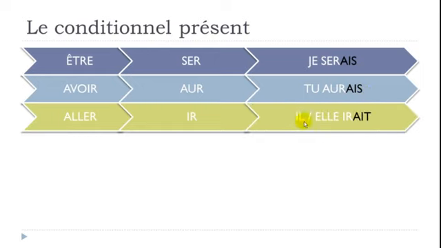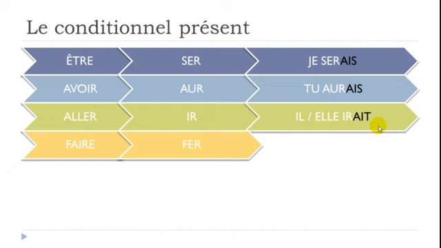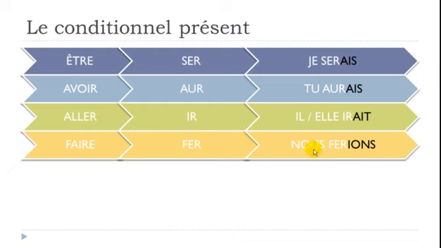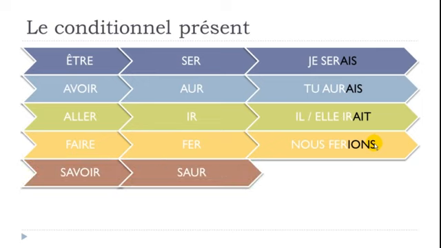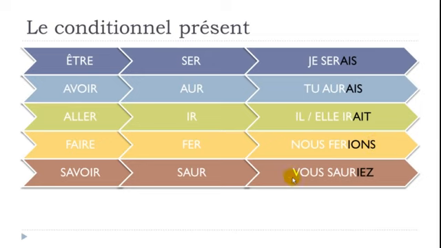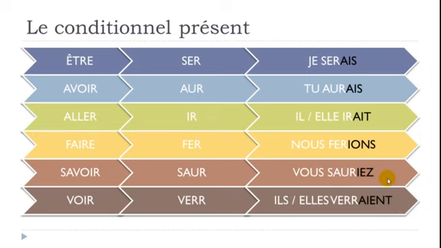And you'll get il irait, elle irait. Faire will become fer: nous ferions. Savoir will become saur: vous sauriez. Voir will become verr: il verrait, elle verrait.